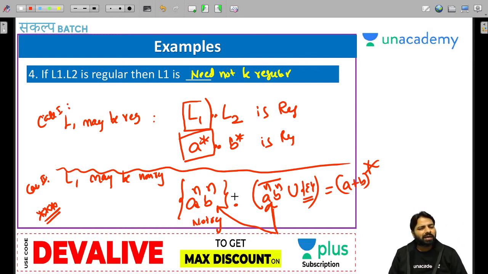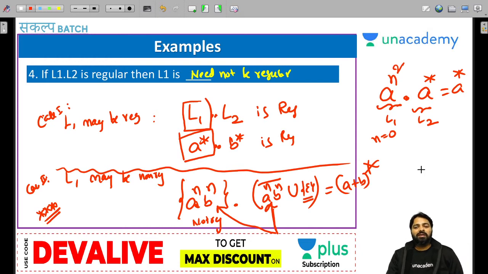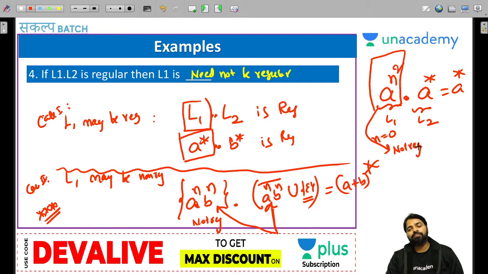You can get easy examples too, guys. I didn't explain it, but you have easy examples too. Do you want to see that? Take A power n squared dot A star; this is L1, this is L2. When you put n equal to 0, you already got A star. Then it doesn't matter what you put, all of it is covered by A star. So this L1 can even be non-regular. I'm trying to show it with an easy example. Clear? So result is regular doesn't mean that L1 is regular.